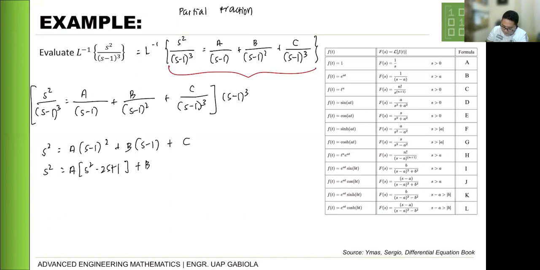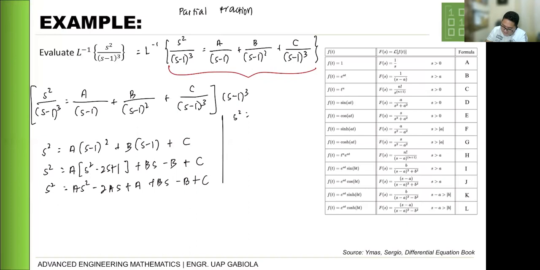I-distribute yung B, we have Bs minus B plus C. Then S squared, AS squared minus 2AS plus A plus B is minus B plus C. So to identify yung mga values niyan, kunin mo yung lahat ng may S squared, i-equate mo.